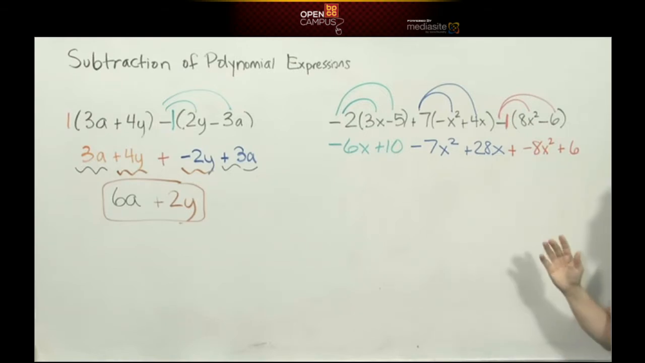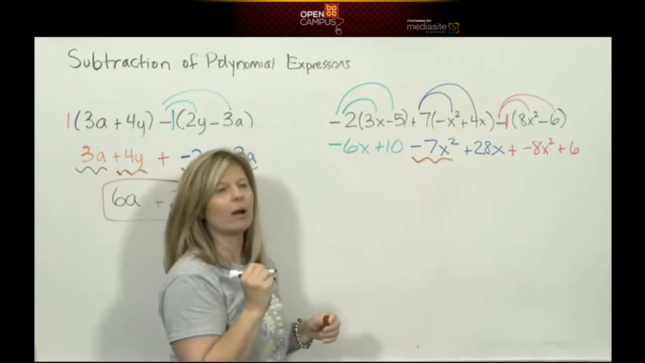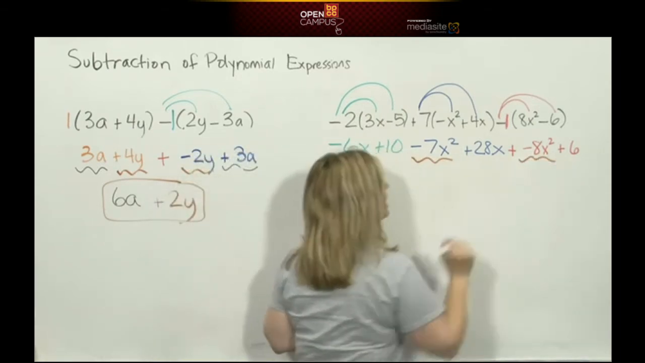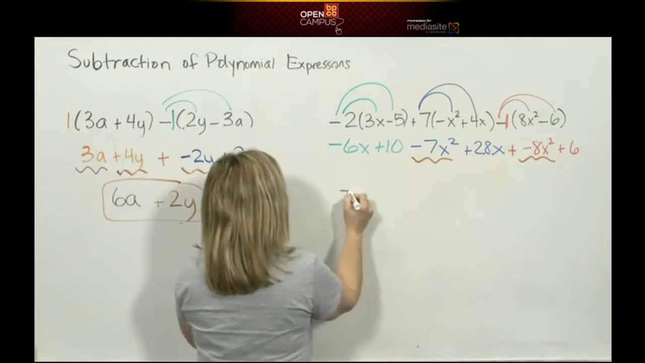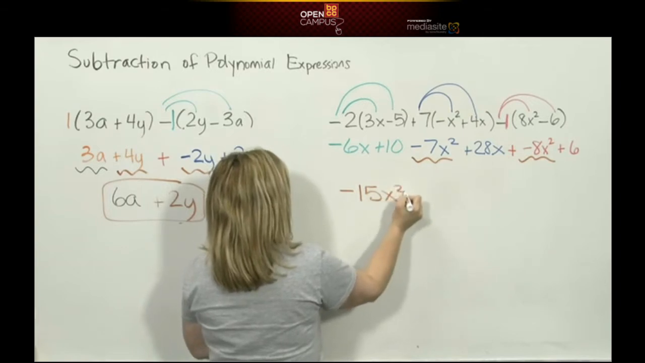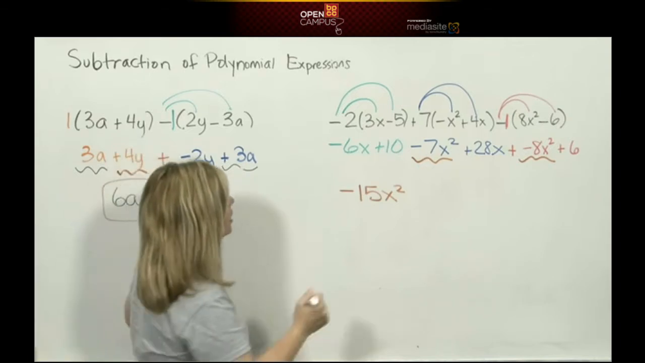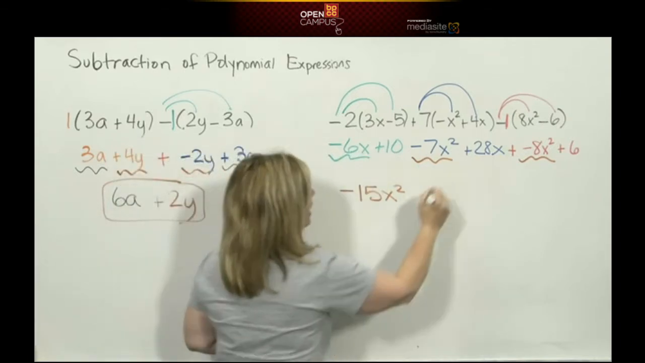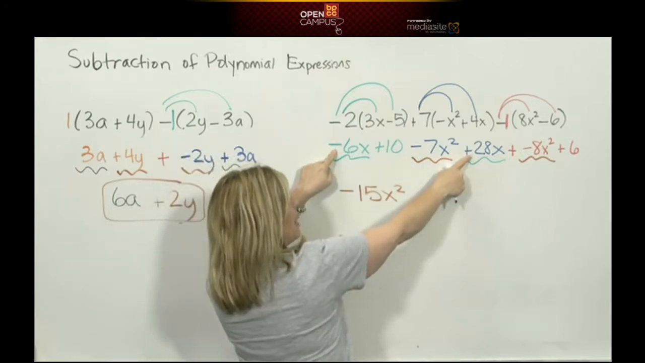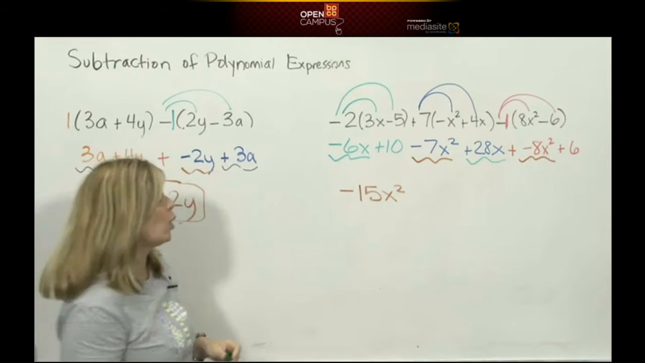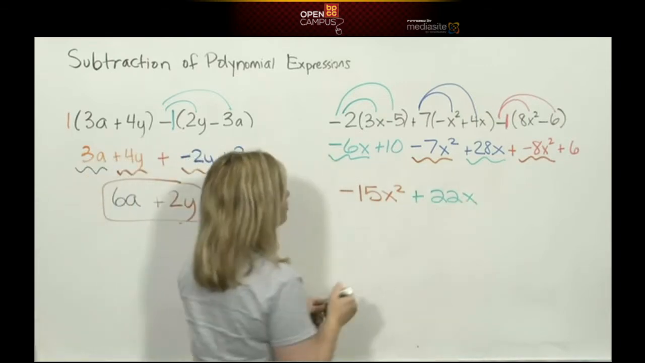So let's look for our biggest exponent, which is this square. So we have a negative 7x squared, and we want to put that together with a negative 8x squared. They're both negative numbers, so we would add, and we would get negative 15x squared. After an x squared in descending order would follow an x. So I have a negative 6x and a positive 28x. This number is negative, this number is positive, so we would subtract. 28 minus 6 is a positive 22x.